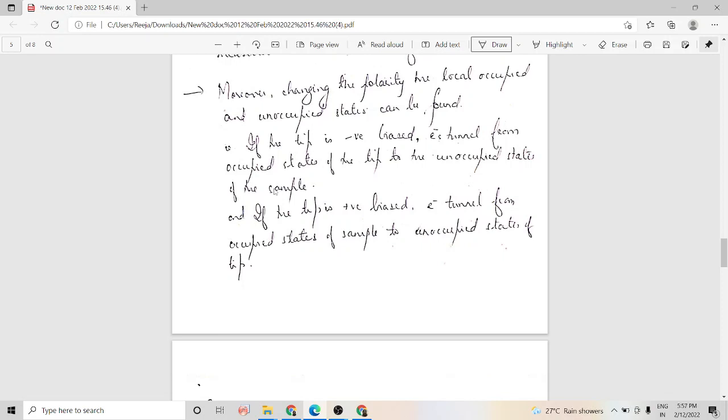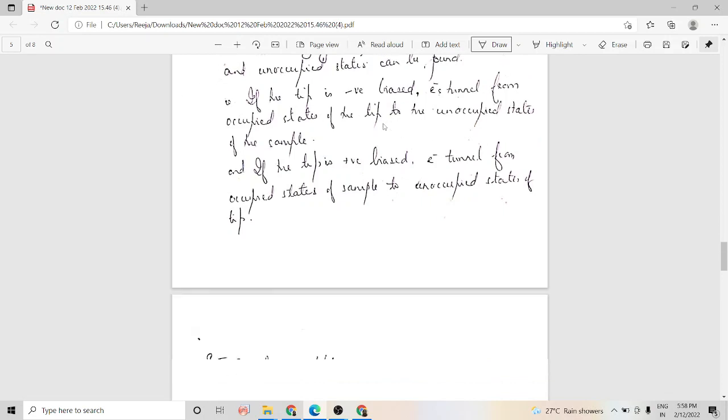That is, if the tip is negatively biased, then the electrons can flow from the occupied states of the tip to the unoccupied states of the sample. That is, we understand that there are unoccupied states in the sample when you get a current flow there. If the tip is positively biased, then the electrons tunnel from the occupied states of the sample to the unoccupied states of the tip if there is a current flow in that direction. Thus, by changing the polarity, the local occupied and unoccupied density of states can be found.